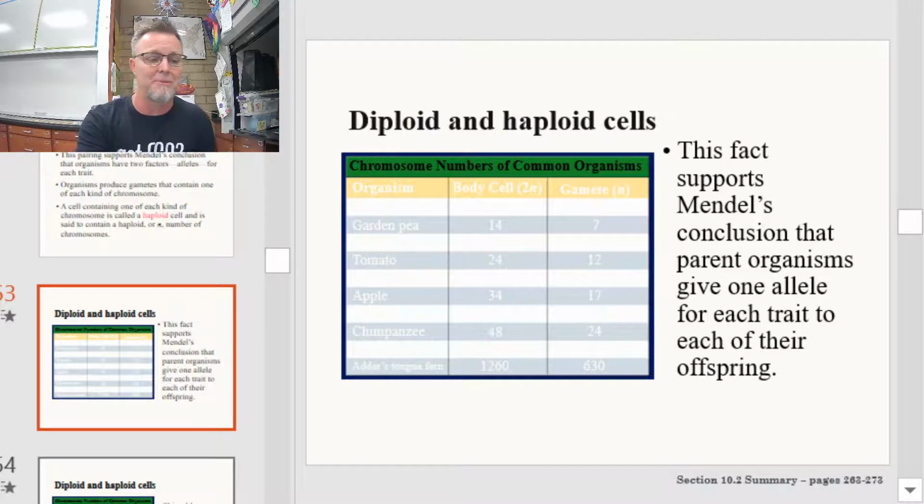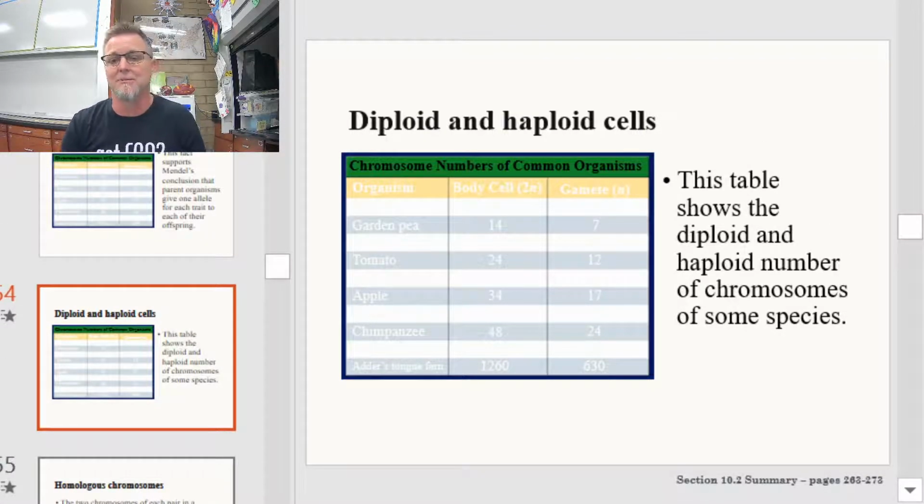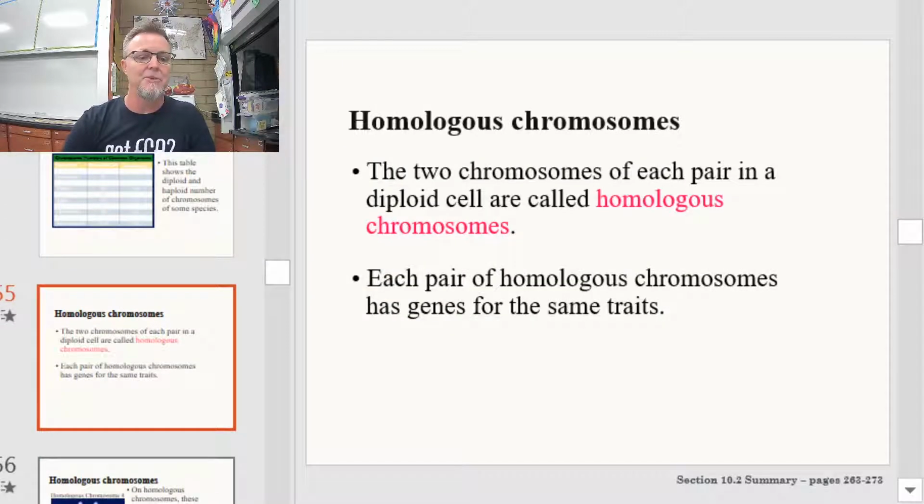And we'll learn more about that in a different lecture. Okay, so moving on. Here's a quick little ditty about the idea of homologous chromosomes. Two chromosomes of each pair in a diploid cell are called homologous chromosomes, and each of the homologous chromosomes carries genes for the same trait.